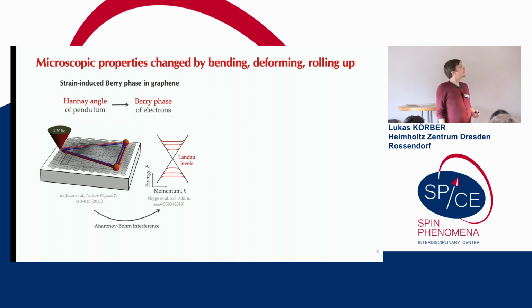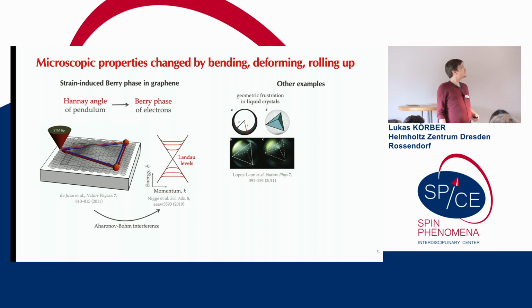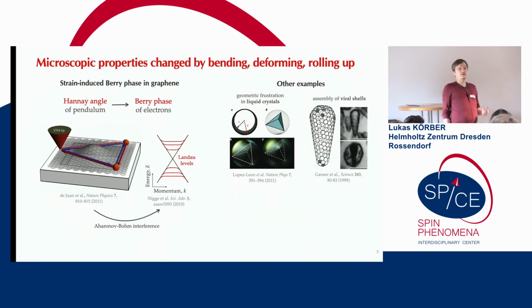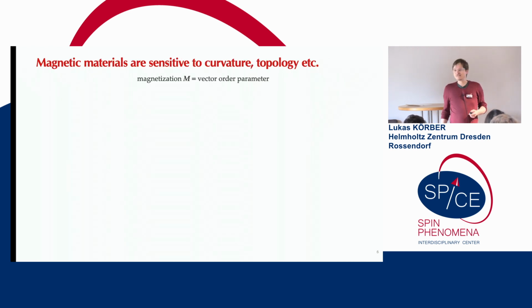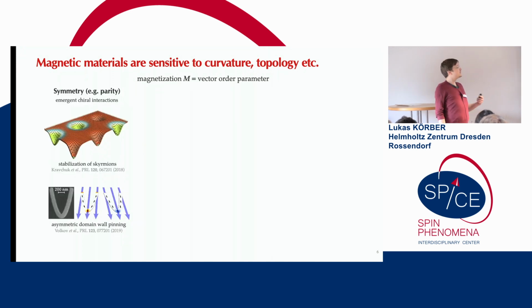There are also other curvature and geometrical effects in other systems, for example, in liquid crystals, in viral shells, or even in superconducting tubes. Magnetic materials are especially sensitive to these geometrical effects, such as curvature or topology, because the magnetization is a vector order parameter, which makes it sensitive to parity symmetry breaking, which in return can lead to emergent chiral interactions, to destabilization of skyrmions, or even to asymmetric domain wall pinning.